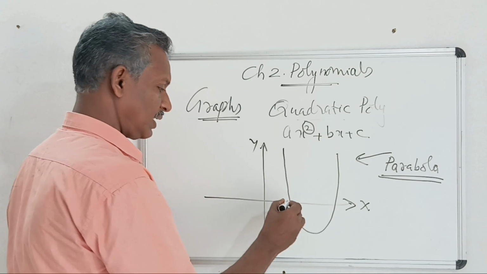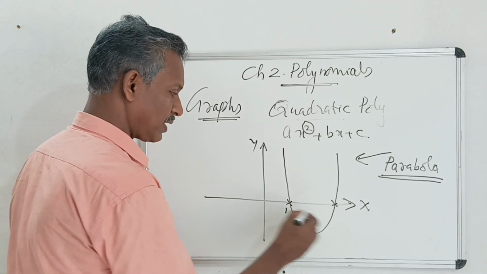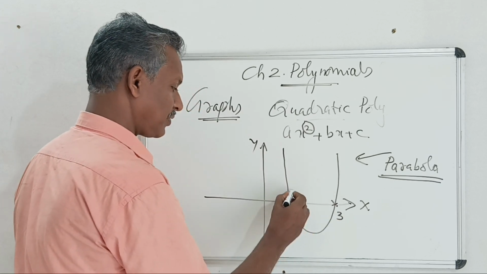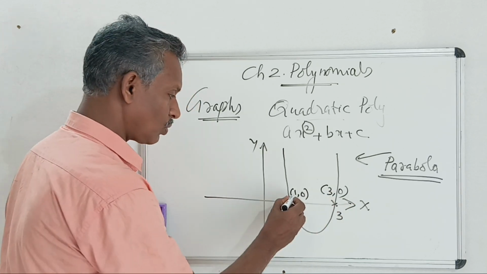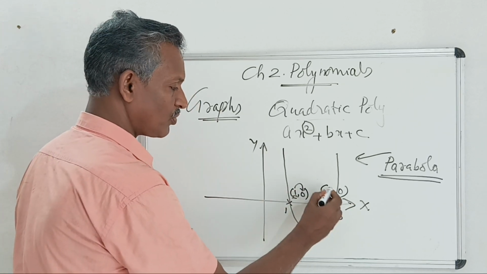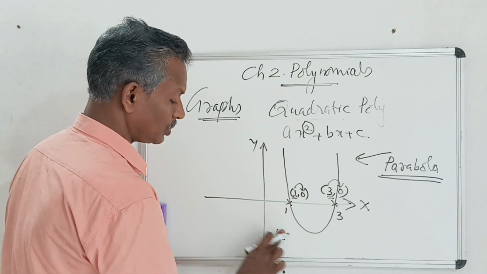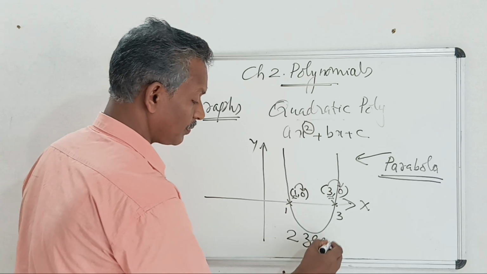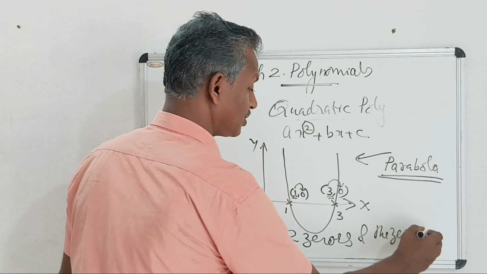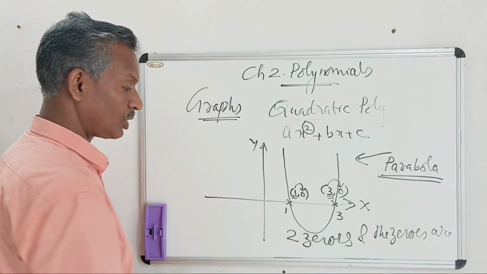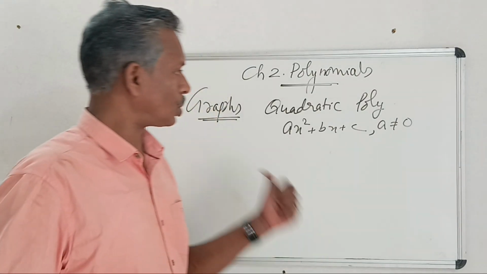Sometimes this parabola is intersecting the x-axis at 2 points. So suppose it is 1 and this is 3, we can write (1, 0) and (3, 0). So 1 also makes the polynomial 0, 3 also makes the polynomial 0. So this parabola has 2 zeros. And which are the zeros? Zeros are 1 and 3.